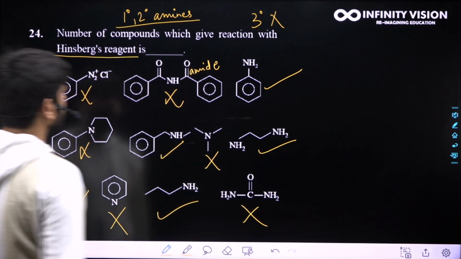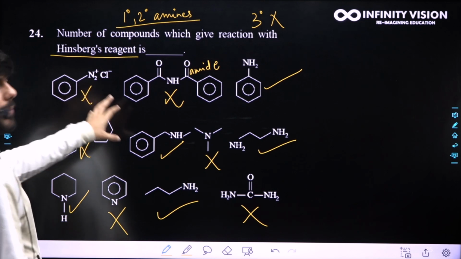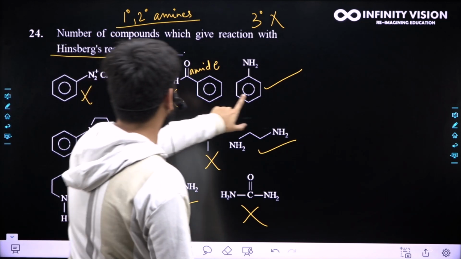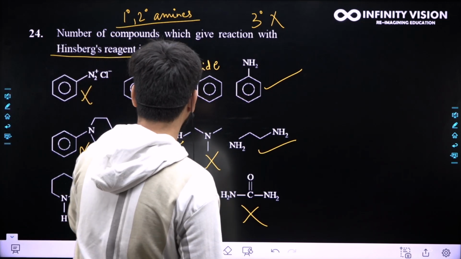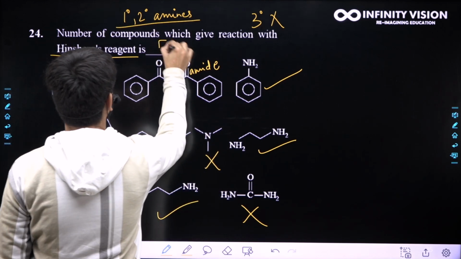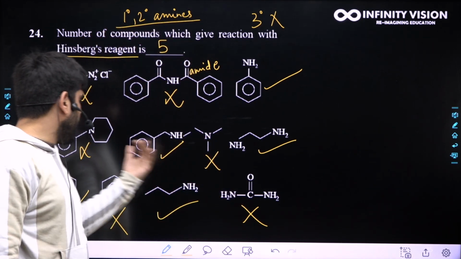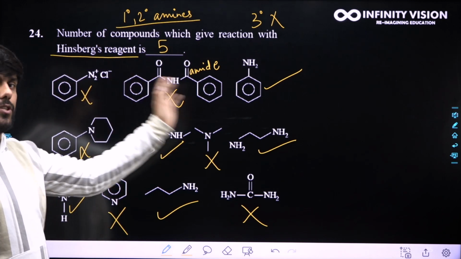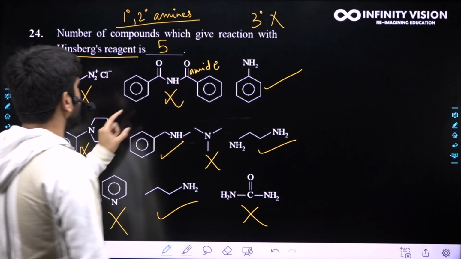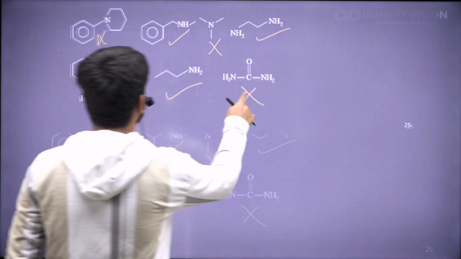So it won't give. So how many compounds are giving this Hinsberg test? It is 1, 2, 3, 4, and 5. So the answer is 5. Just remember, 1 degree and 2 degree amines give this test. The amides and the pyridines and the diazonium salts, they do not give this test. All right, let us move to the next question.